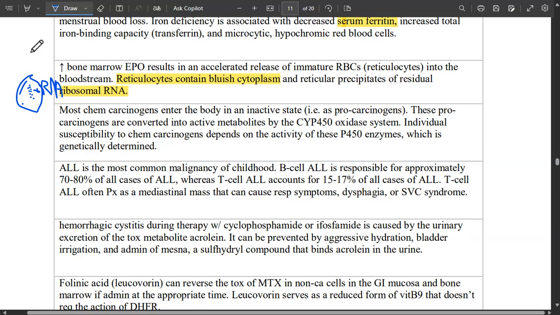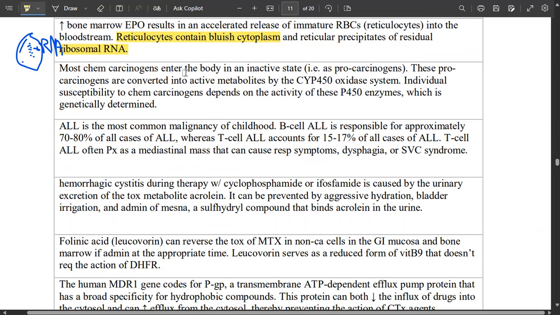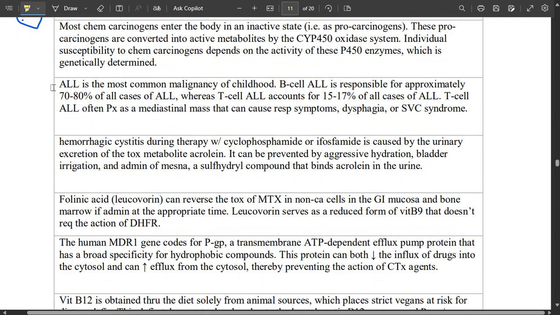All right. So next point, most chemical carcinogens enter the body in an inactive state, that is procarcinogens. These procarcinogens are converted into active metabolites by the CYP450 oxidase system. So liver metabolism activates those prodrugs or procarcinogens into carcinogens. Individual susceptibility to chemical carcinogens depends on the activity of this P450 enzyme, which is genetically determined. So if there is higher activity of P450 enzymes, then it is more carcinogenic than in those individuals where the P450 cytochrome oxidase system is less active.